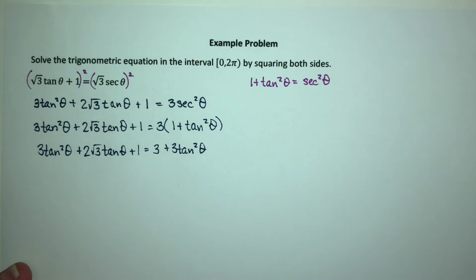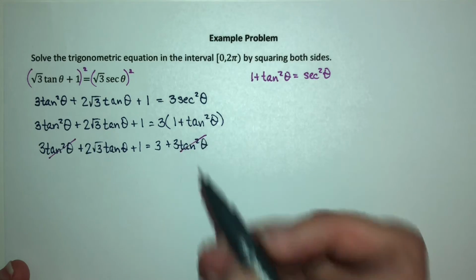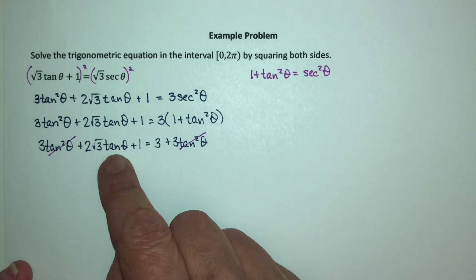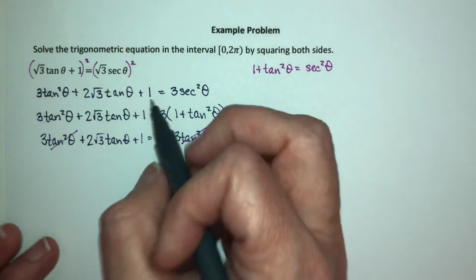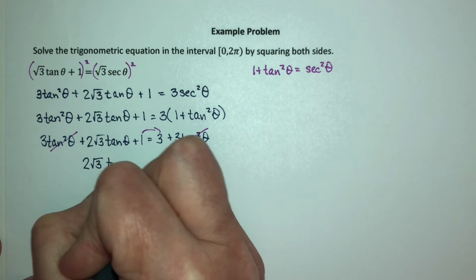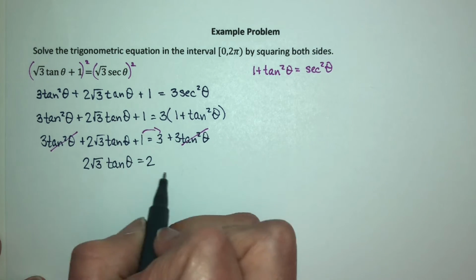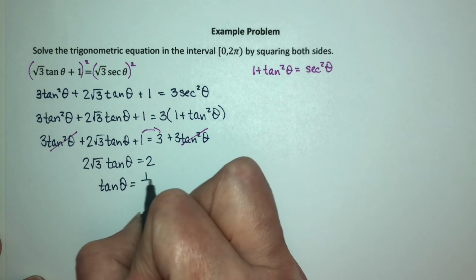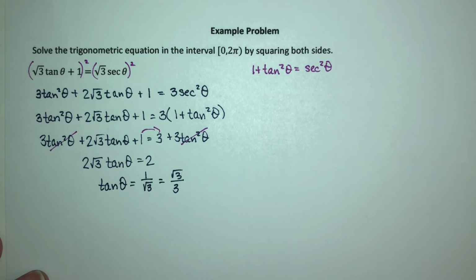Three plus 3 tangent squared. Okay. Now I have 3 tangent squared on both sides, which is going to cancel out when I start moving things around, which is really nice because it means that I'm going to be able to get tangent by itself and not have to worry about factoring or doing anything else. So to get tangent by itself, I'm going to subtract 1 from both sides. 2 square root 3 tangent of theta is equal to 2. And then if I divide both sides by 2 square root 3, tangent of theta is 1 over square root of 3, which is square root 3 over 3.